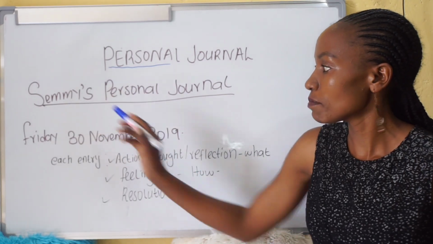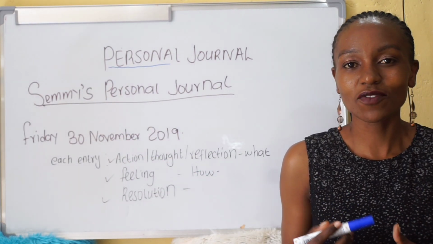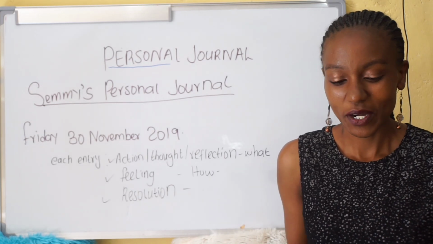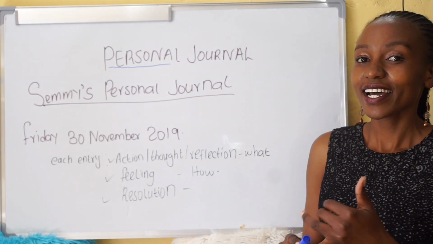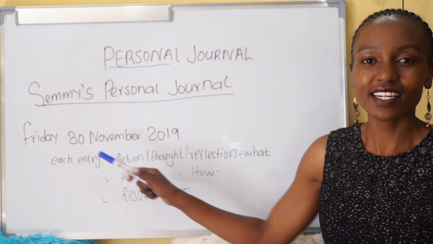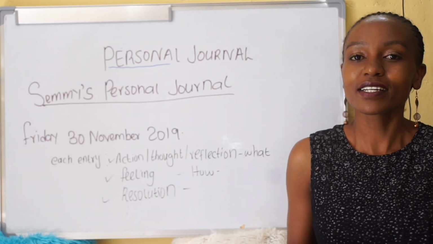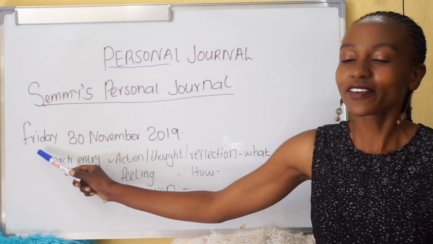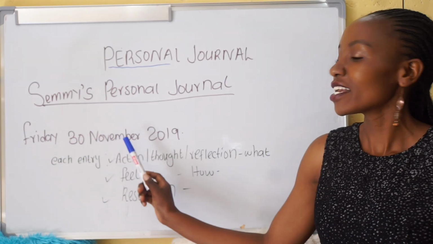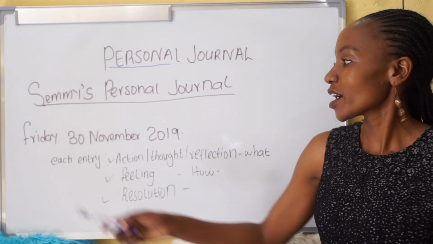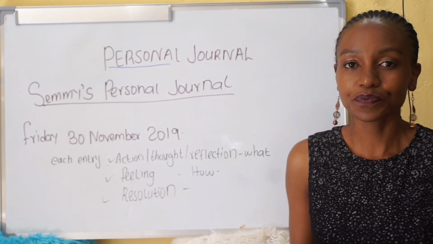And then we have the entries. So I'm going to skip a line, and then for the first entry, you'll have to give the date. And I mean a complete date, which has the day, the date, the month and the year, written in this format. For example, we have it here: Friday, 30th November 2019. So that is our first entry.